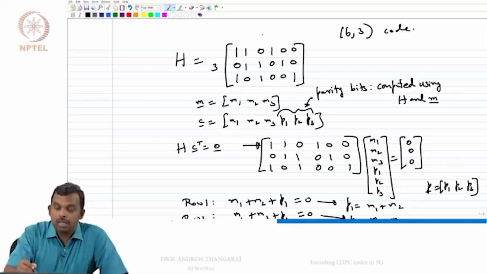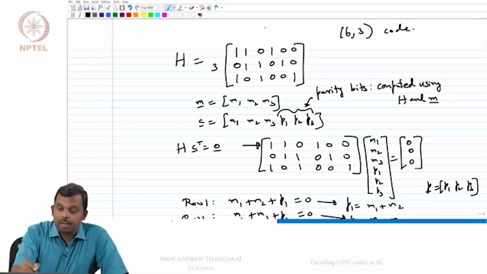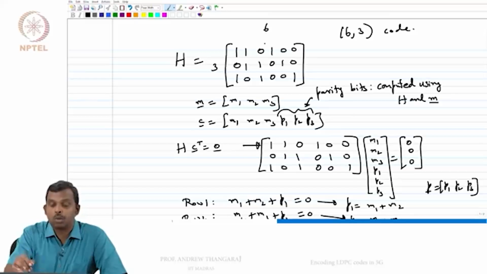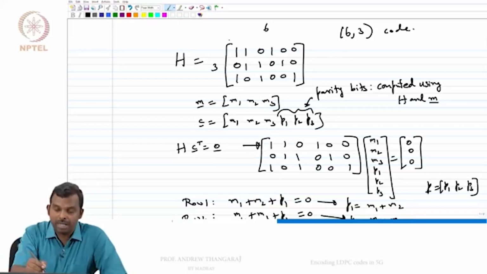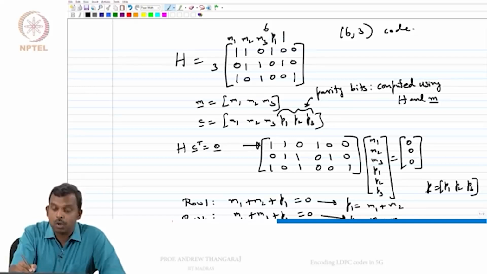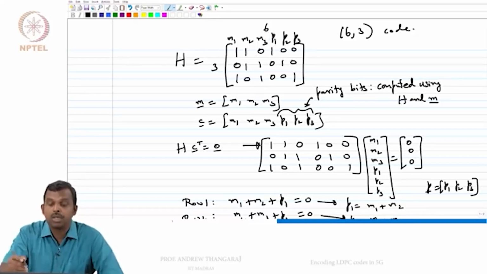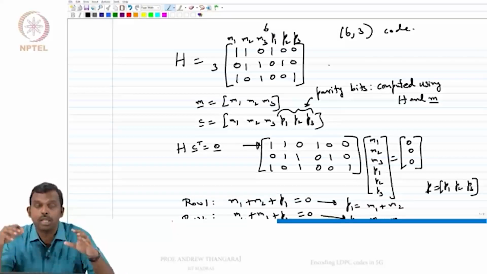So one important thing to keep in mind is, so like I said, this is a 6,3 code. Usually when people put messages and code parity bits on top of the parity check matrix, you imagine that the first column corresponds to M1, second column corresponds to M2, third column corresponds to M3, the fourth column is P1, P2, P3, etc. Okay, so this kind of visualization of the code word with respect to the parity check matrix is useful.